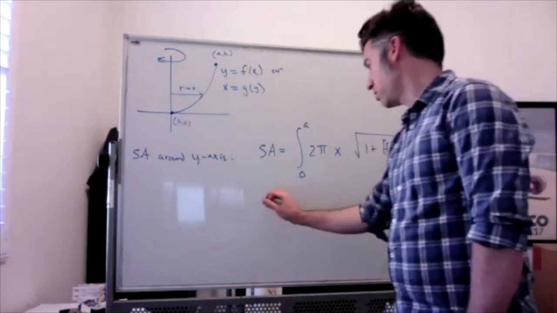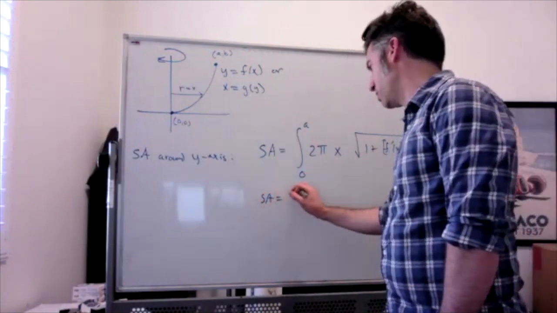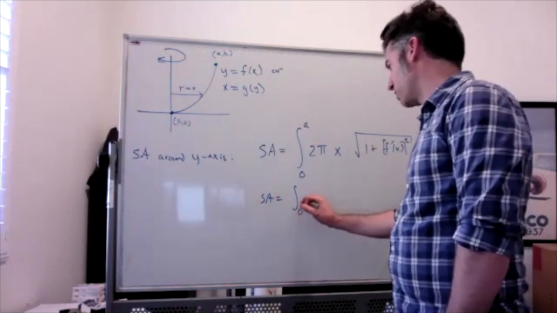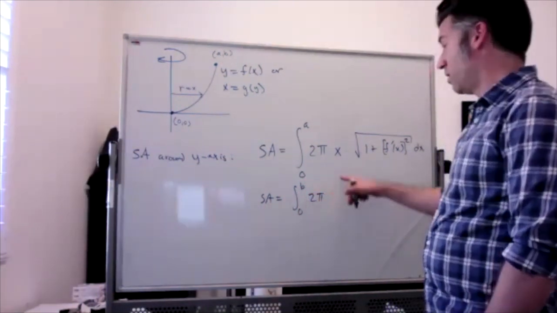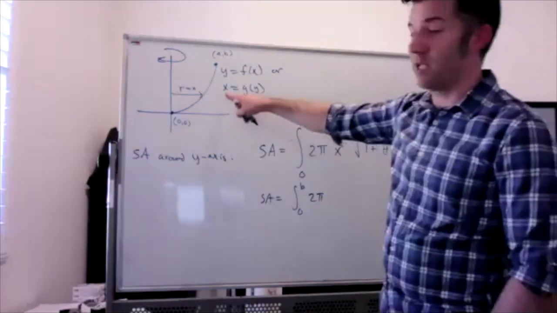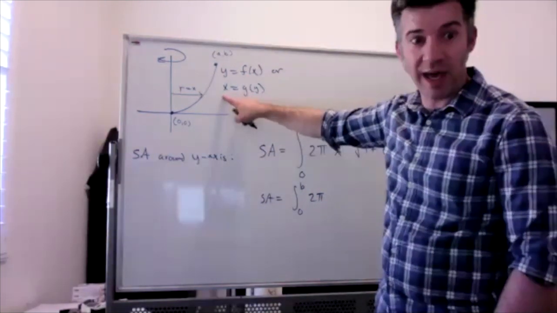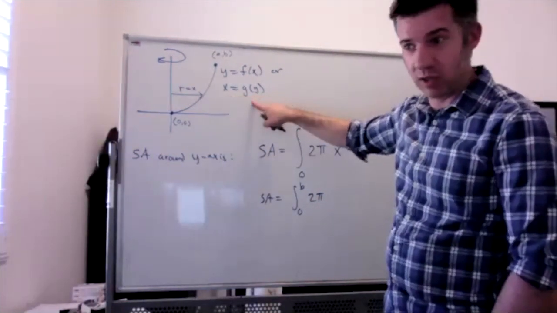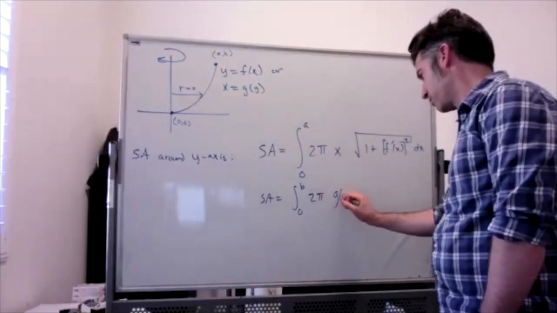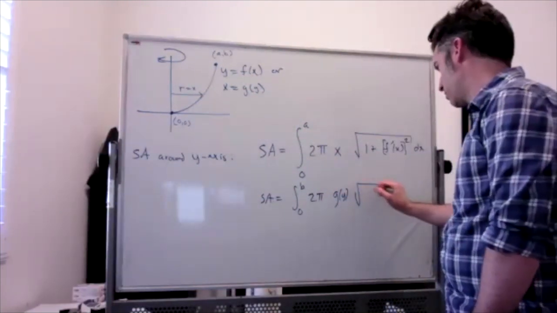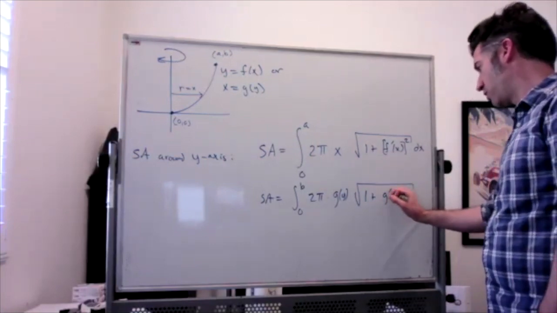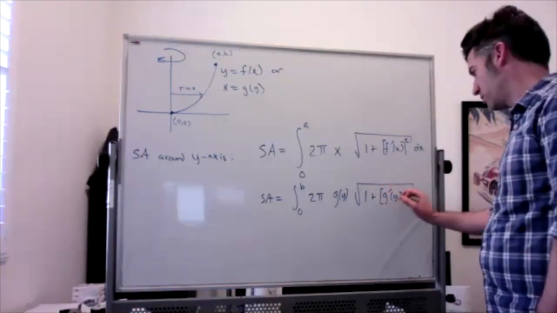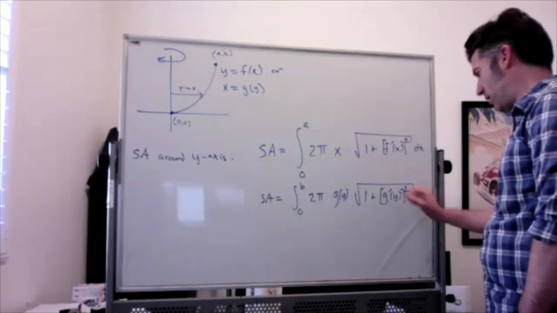Or the surface area could be the integral from y equals 0 to y equals b of 2 pi times the radius. Well, now the radius in terms of y, the radius is still x, but x is equal to a function of y. And then the arc length ds is the square root of 1 plus your function's derivative squared dy.